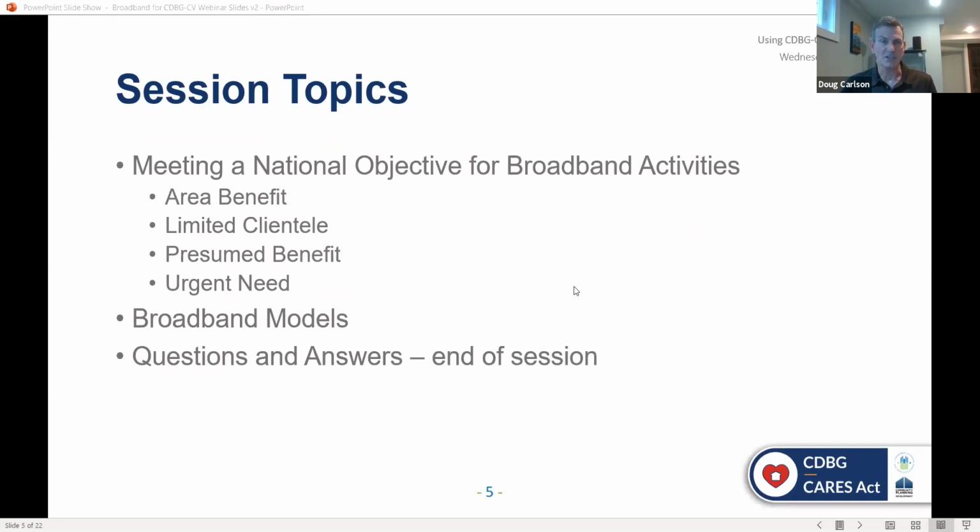The second part of the session, which Stan will do, is going to discuss how you meet a national objective for broadband activities. So all CDBG-CV activities have to meet a two-part test. They have to meet the eligibility criteria in the CDBG regulations, and they have to meet a national objective. So Stan is going to go over the national objectives as they relate to broadband activities, including area of benefit, limited clientele, presumed benefit, and urgent need. Stan also has a couple of really great broadband models that he's going to present to you to give you some idea of how other jurisdictions, states, and cities are using CDBG for broadband. And then also we're going to have some Q&As again at the end of the session.